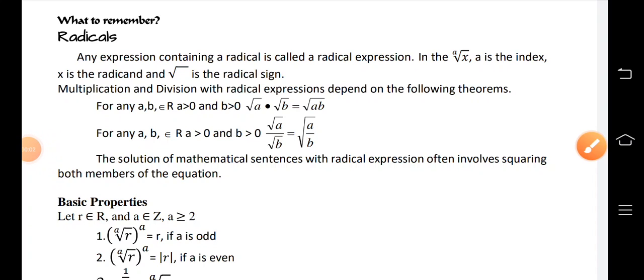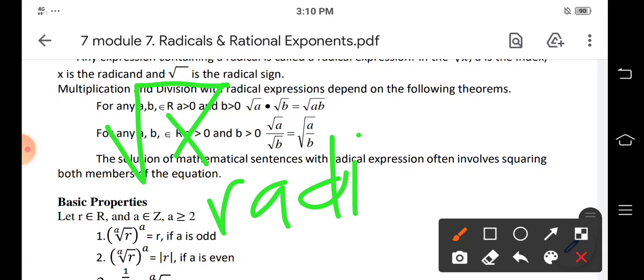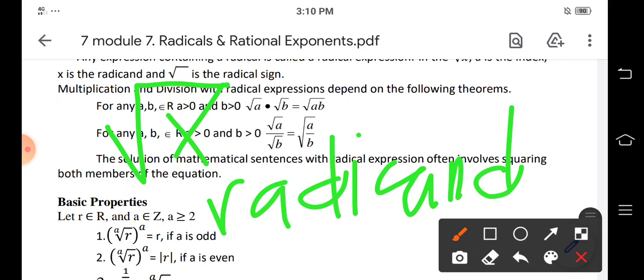Hello everyone. This time we will study radical expressions. Okay, let us recall first some basic notations or terminologies about radicals. If we know that this is a radical sign, inside the radical sign, let's say x, we call the x radicand. And if we have a here, we call a the index. So we have the index, the radical sign, and the radicand.